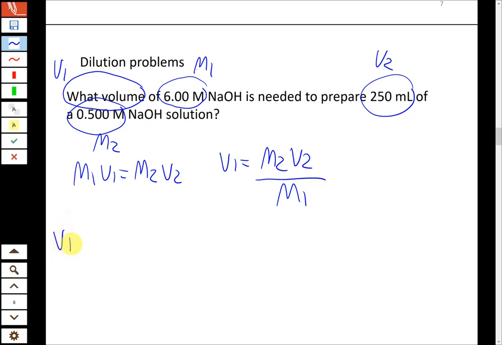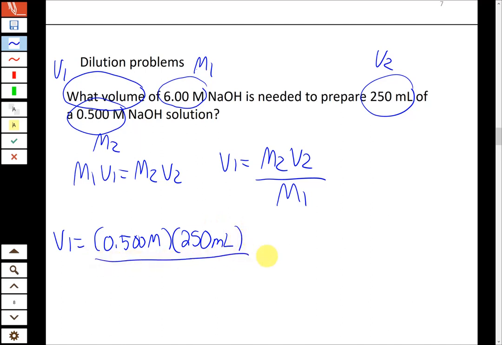So when we solve for V1, M2 is the final molarity that we want, which is 0.5 molar. V2 is the final volume of the solution, 250 milliliters. Again, whatever volume unit you want, just make sure you keep track of it so you know what your answer is going to come out in. And then M1 is in the denominator. That's the initial molarity of the more concentrated solution, which is 6 molar. All right, so molarity cancels out, and we're going to get an answer in milliliters, which is 20.8.